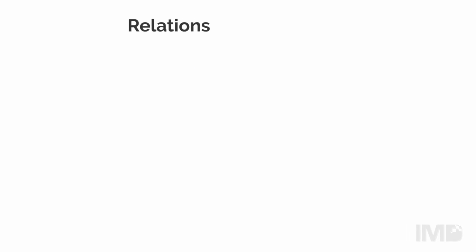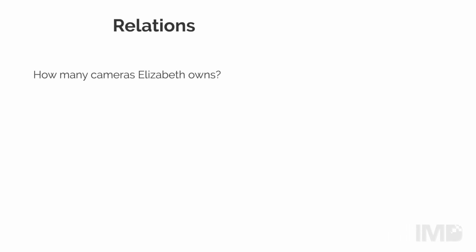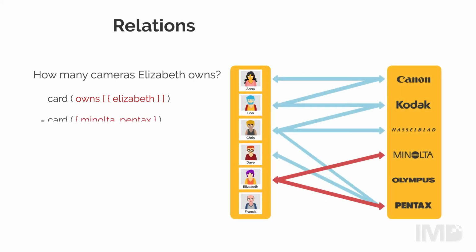The second question was, how many cameras does Elizabeth own? That's the same as asking the cardinality of the relational image of the relation ons on the set containing only Elizabeth. That's the same as asking the cardinality of the set containing Minota and Pentax, which is the relational image of the relation ons on the set containing only Elizabeth. And the cardinality of that set is 2. So Elizabeth owns 2 cameras.